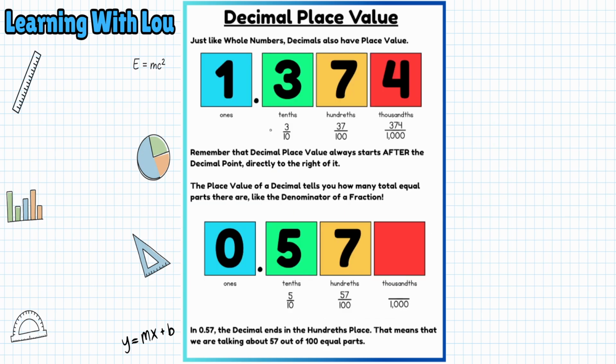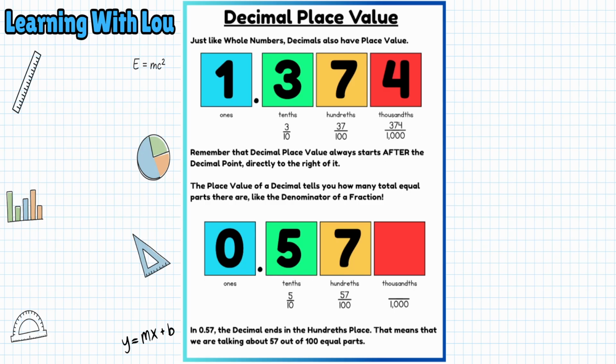So decimal place value is a lot like regular place value. To the left of your decimal point, you have your ones place. This tells you how many wholes you're working with. And as you go more to the right of the decimal point, you have tenths, hundredths, thousandths. You're actually getting smaller and smaller here.